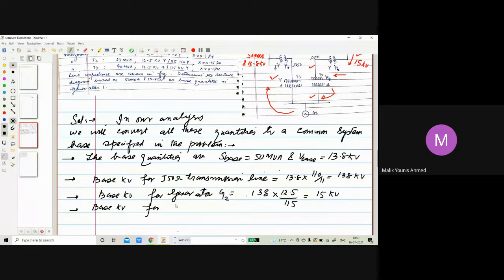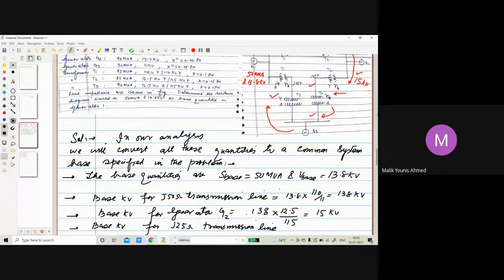For the 25 ohm transmission line, that will be equal to what is the base kV till now? Till now the base kV is 15 multiplied by, now you have to match the ratings of the T2 transformer here. You can clearly see again it is 12.5 by 115. So 12.5 is very near to 15 kV, than 115. So it will be 115 multiplied by 12.5.